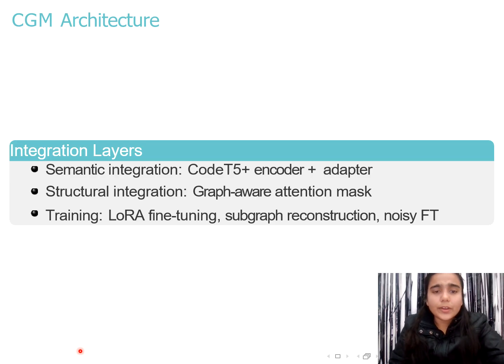In training, we use LoRA fine-tuning to keep it lightweight, and we have subgraph reconstruction as pre-training, and then noisy fine-tuning on SWE pairs. This is how the architecture works.